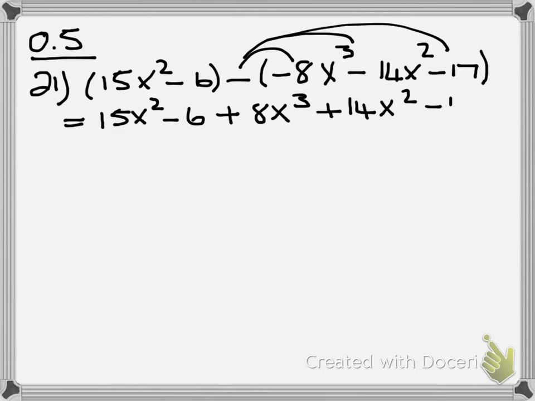Minus 14x squared minus 17. And now I'm ready to put my like terms together, which is going to be 8x cubed, always the highest degree first. Then 15 plus 14 gives me 29, a positive 29x squared. And a negative 6, that should be a positive 17, right? Negative 6 plus positive 17 gives me a positive 11. So that's number 21. 22 is pretty much the same thing. Let's jump to number 25.